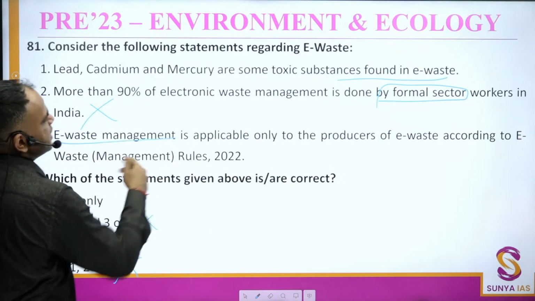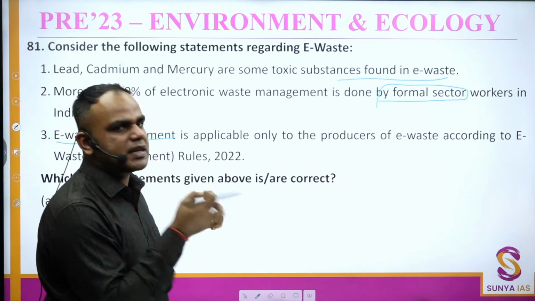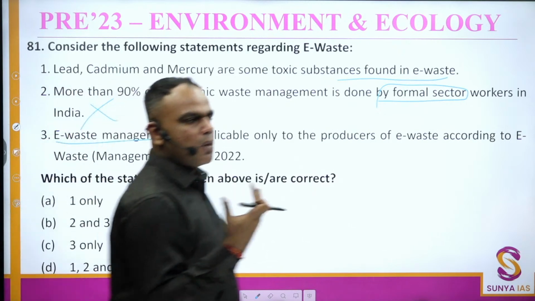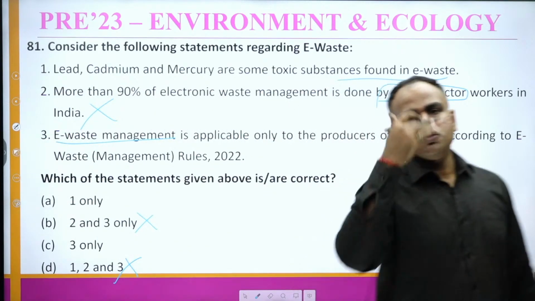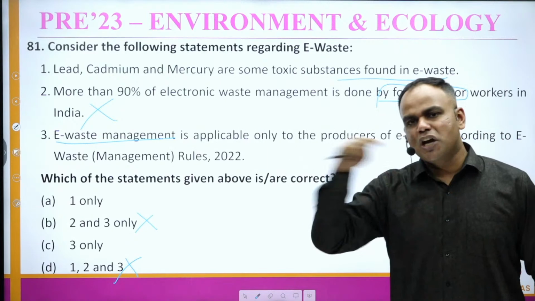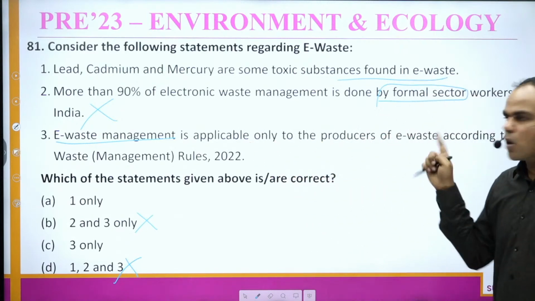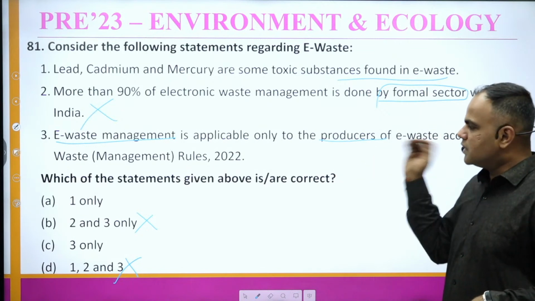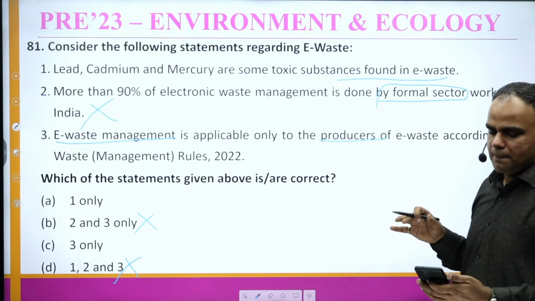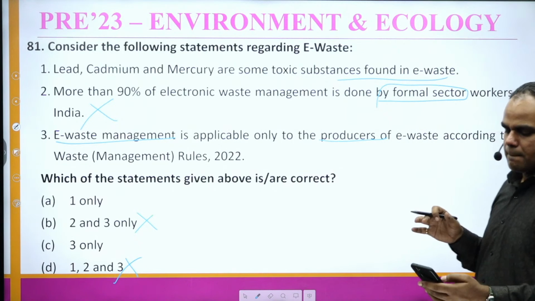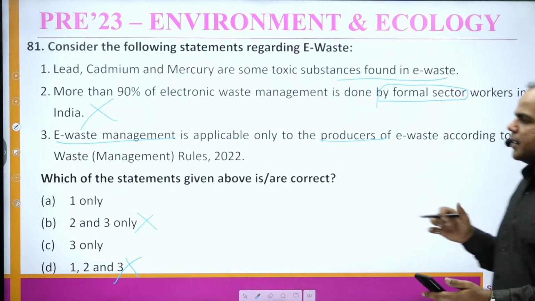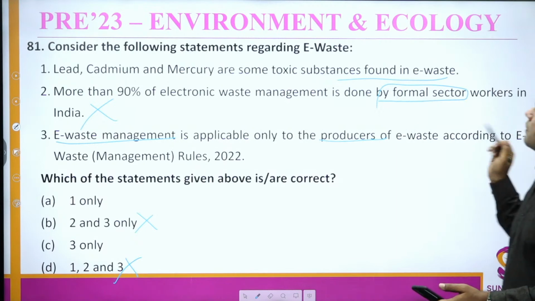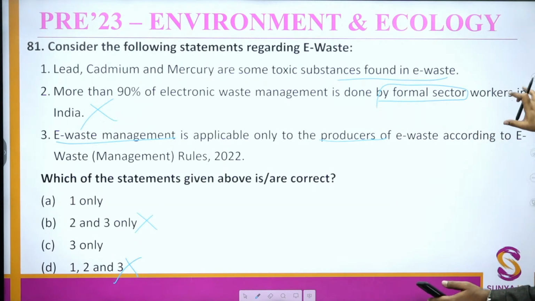Secondly, e-waste management is applicable only to the producer of e-waste. No, the ambit is further increased, not just to the producer but to the generator and to other people. There are multiple intermediaries in the chain, and it is applicable to all of them, not just the producer. So this is also different. This is why the answer is only A. That is one only, that lead, cadmium and mercury can be found in e-waste. Okay, next question.